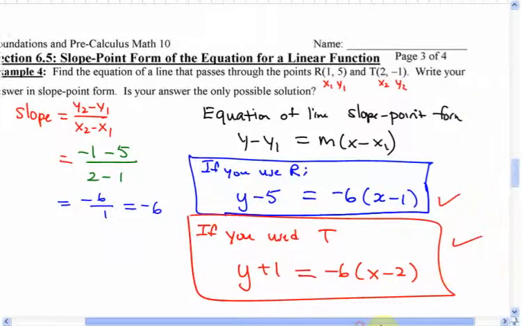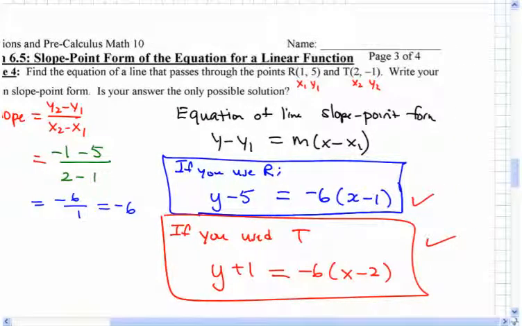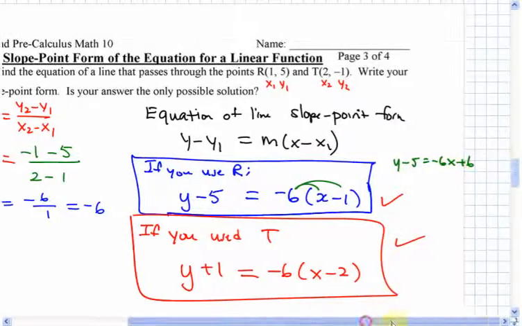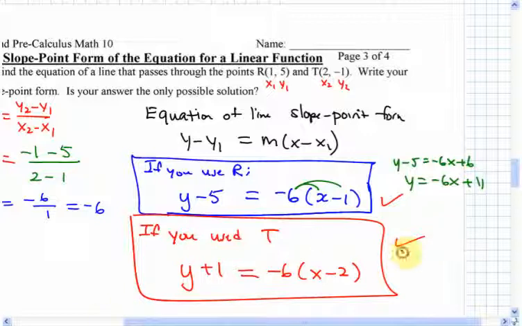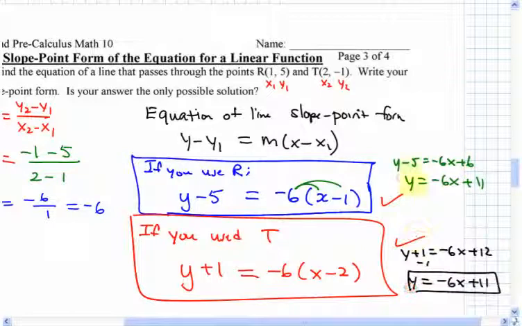You don't need to do this right now, but let me just change both of these into slope-intercept form and prove to you they're the same thing. I will distribute this. y minus 5, just watch, you don't need to write this down. I'll add 5 to both sides, y equals -6x plus 11. The one down here, if I do the same thing, y plus 1 equals -6x plus 12. I subtract 1 on both sides. Can you see how these two are exactly the same thing?